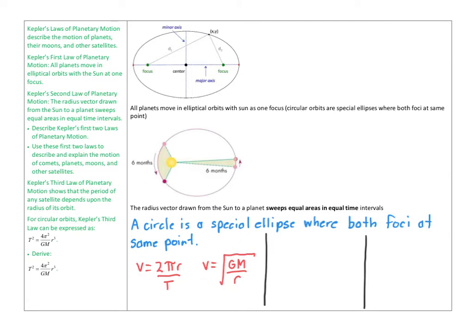The consequence of this is things move much faster when they are nearer the sun, particularly things like comets, which move in very elliptical orbits. I'll do a question on this shortly, and hopefully when I show how you answer that question, it'll make more sense of how you use these first two laws to describe and explain the motion of comets, planets, moons, and other satellites.